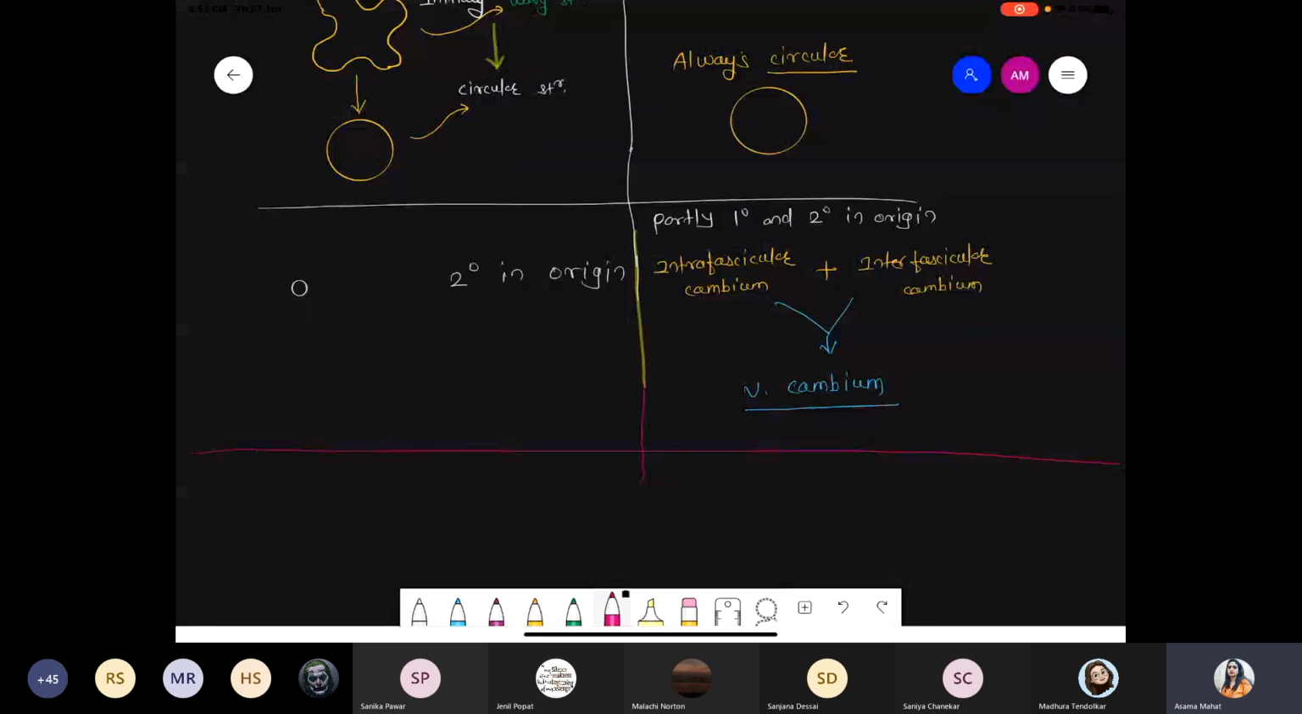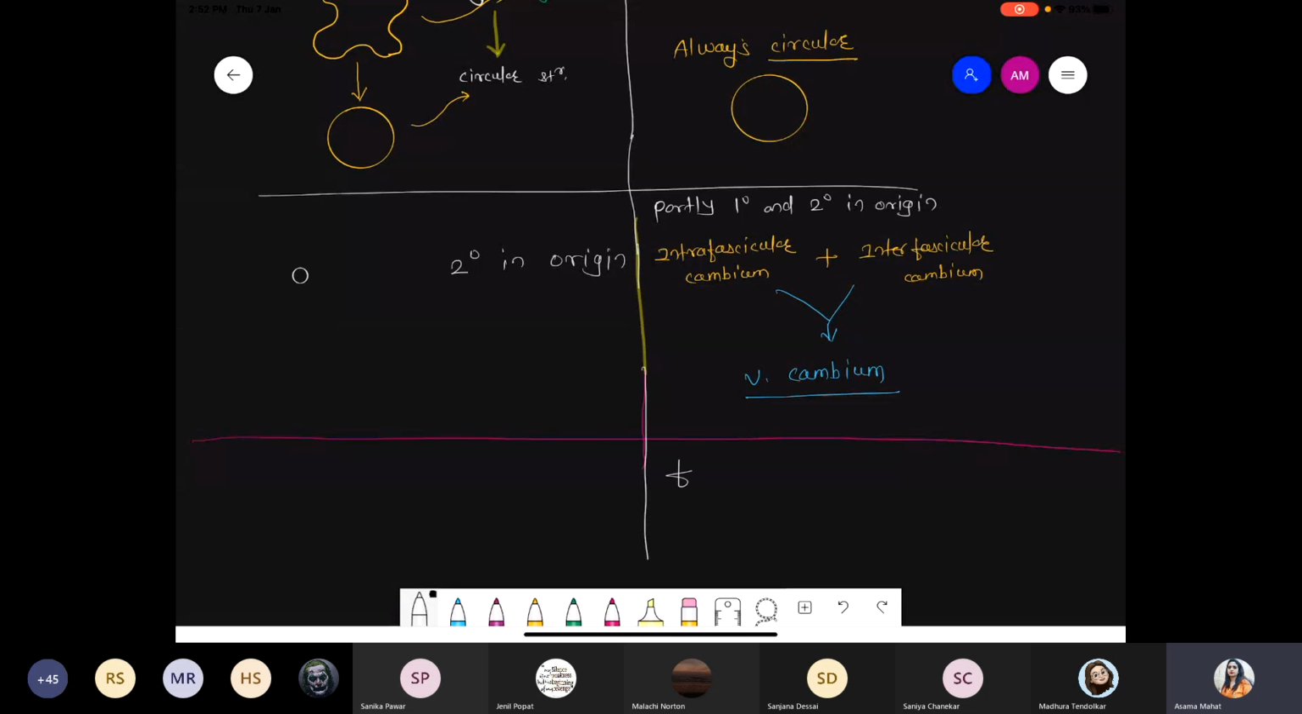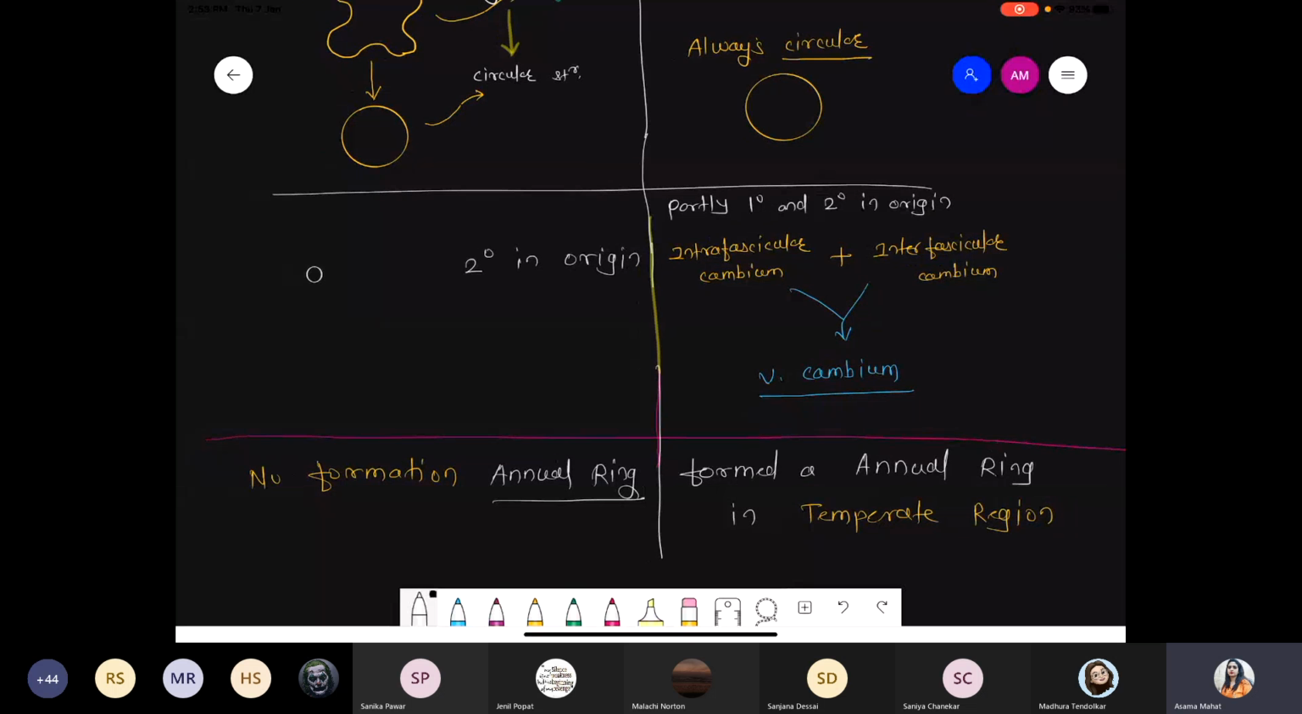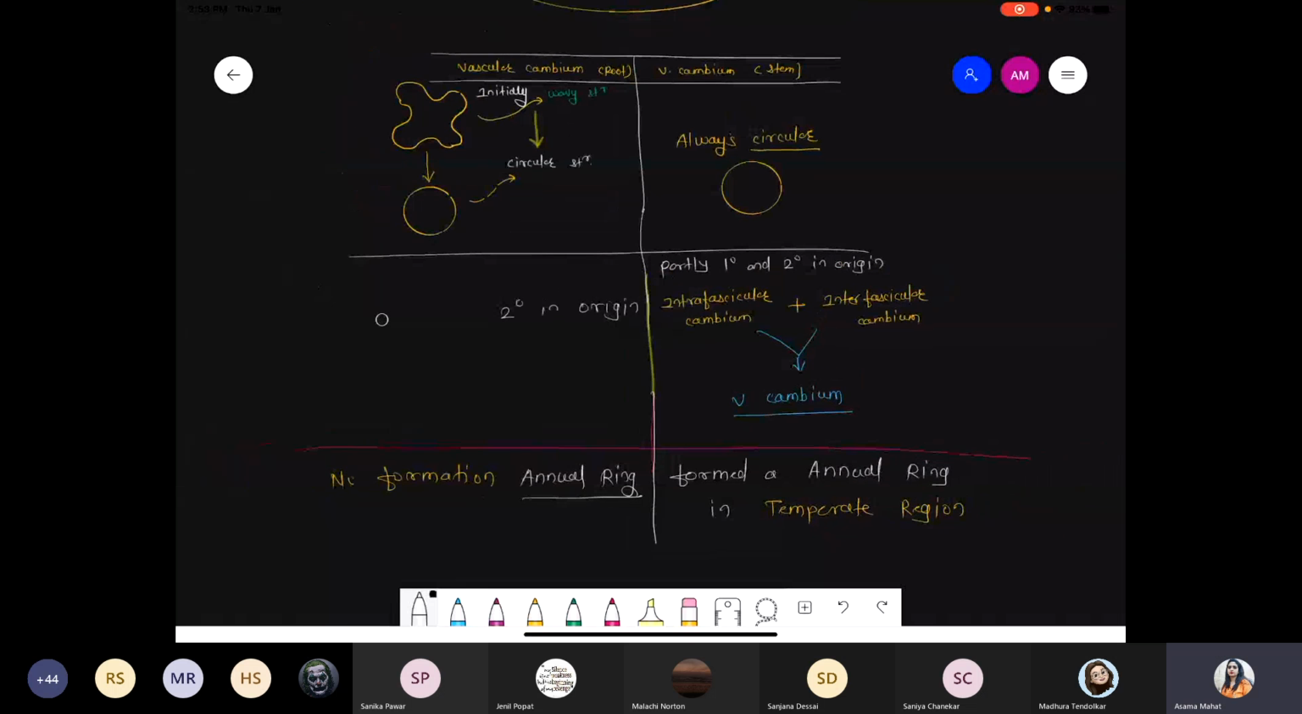Vascular cambium, when you study it in the stem region, can form an annual ring in temperate zone, in temperate region. But in case of the vascular cambium with respect to root, there is no formation of annual ring. Can you tell me why? There is no formation of the annual ring. Anyone? Vascular cambium in stem, there it is happening, but when you are talking about vascular cambium in case of the root, there is no formation of the annual ring. Why?